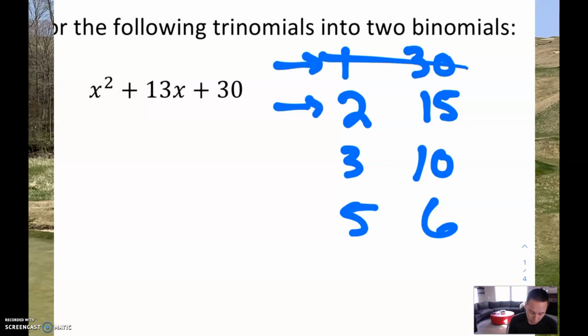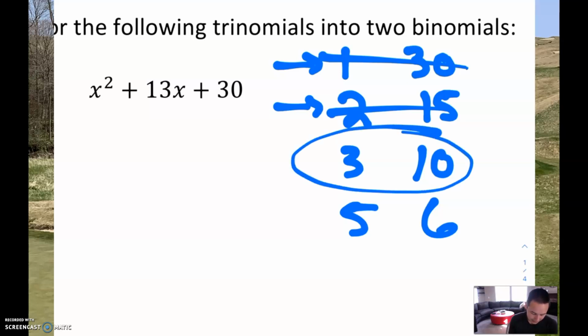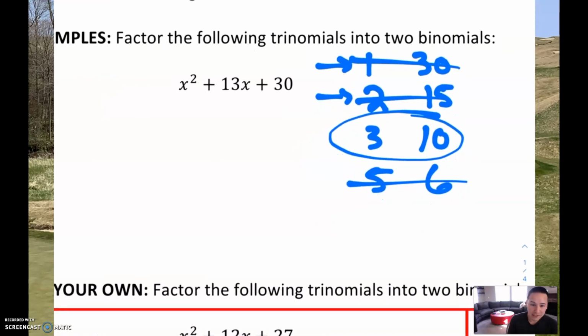If you add up 2 plus 15, that's 17. That one's not going to work either. If you add up 3 plus 10, well, that's a 13. Ding, ding, ding, ding, ding. That's the winner. That's the one that we want. So 3 and 10 is going to be the combination that we're going to use. If you tried 5 and 6, that makes 11. Not going to work. So I know that 3 plus 10 makes 13.